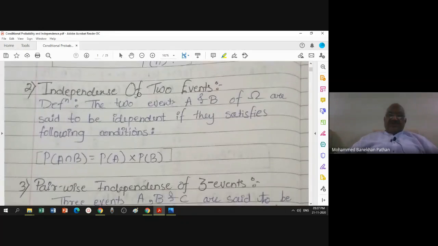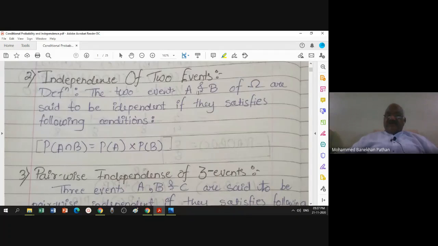Definition number 2, independence of two events. The two events A and B of omega are said to be independent if they satisfy following condition. This is a condition to be verified for independence of two events. Probability A intersection B equals P of A multiplied by P of B.